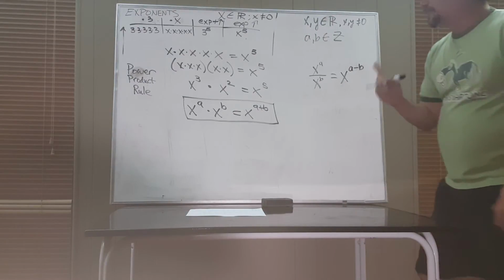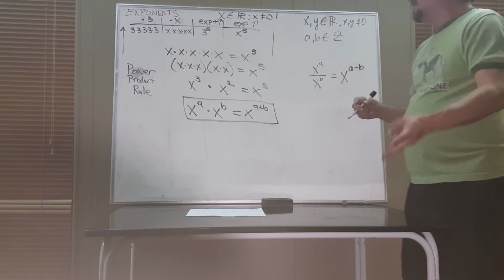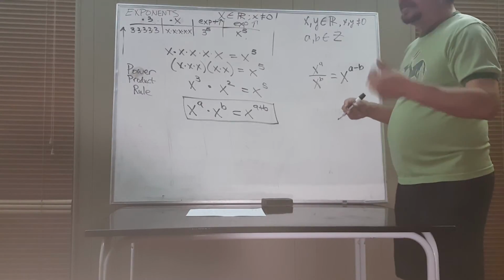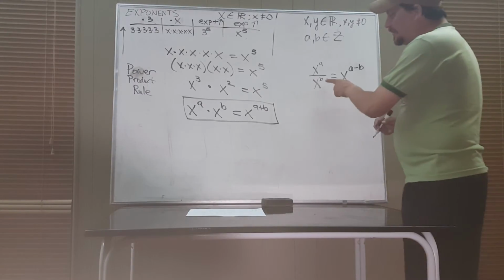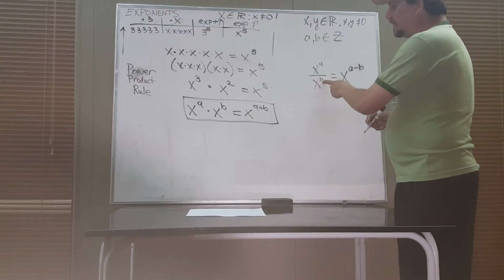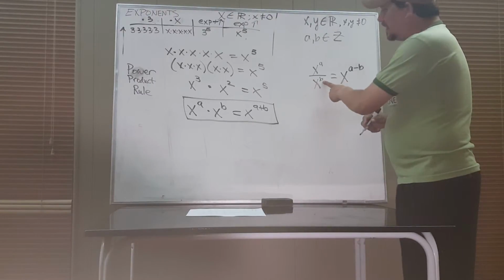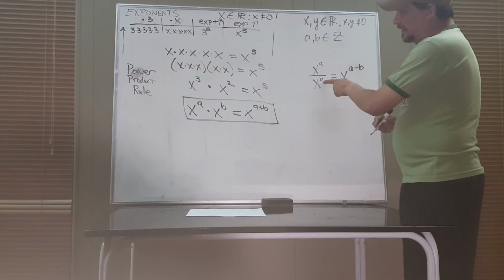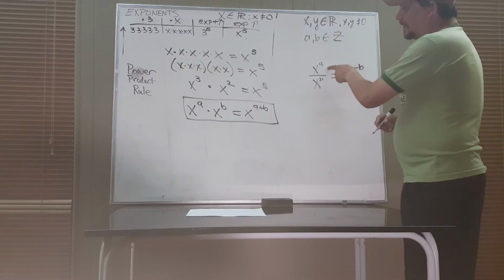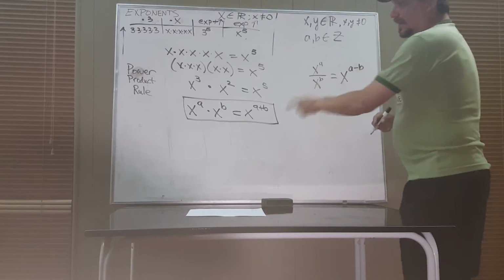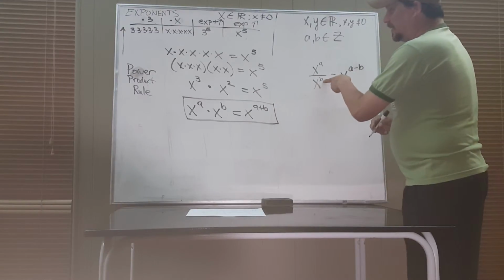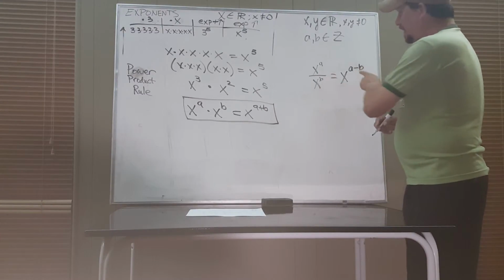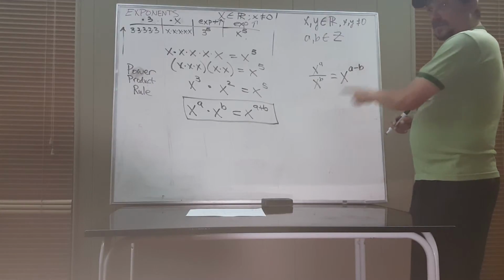Now, I want to prove this about 2 different ways. The first way I want to prove this is what we just talked about. What happens if something's in the denominator, negative? What happens when it switches sides? It changes sign, right? So if it changes sign and it comes up here, I'm multiplying. And this would become negative b in the numerator, and here we'd have x to the a minus b. That's one way to do it.